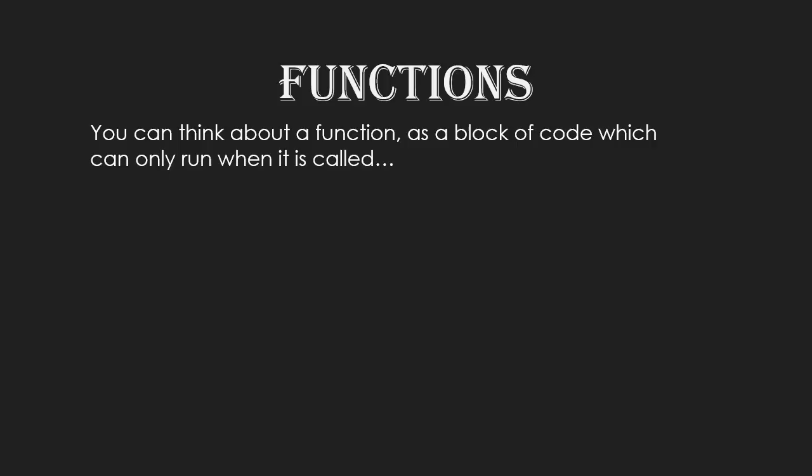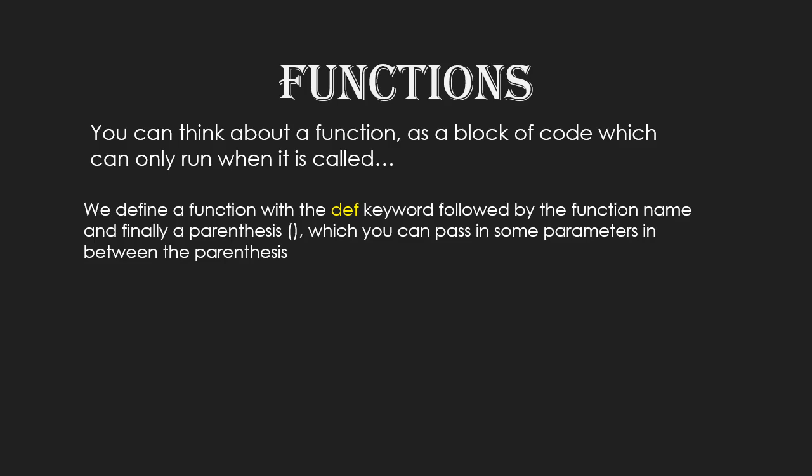Functions in Python. You can think about a function as a block of code which only runs when it is called. Unlike variables in Python that store a value, functions act like variables, but they don't just store values, but rather store multiple blocks of code that can be executed when the function is called. We define a function with a def keyword followed by the function name, and finally parentheses, in between which you can pass in some parameters.